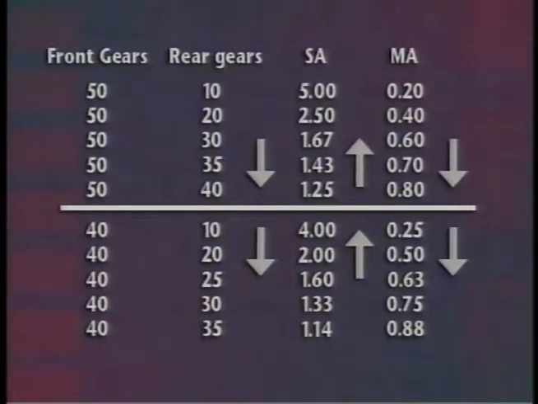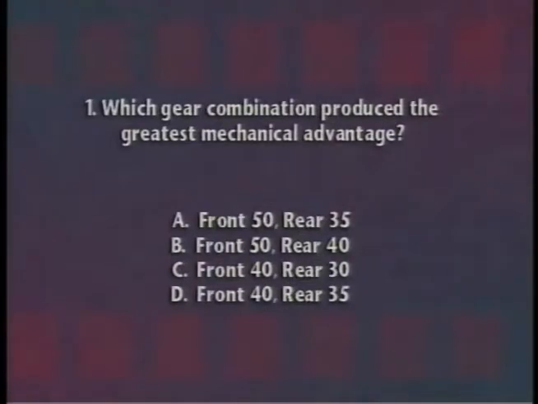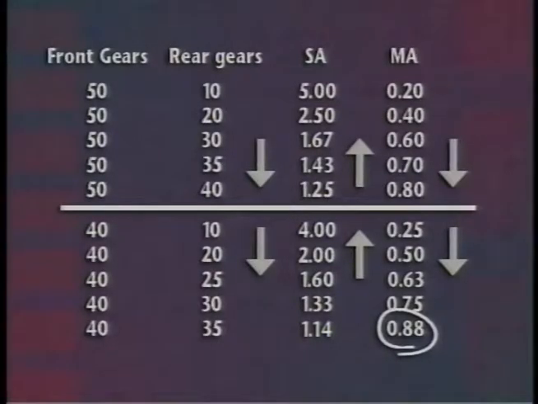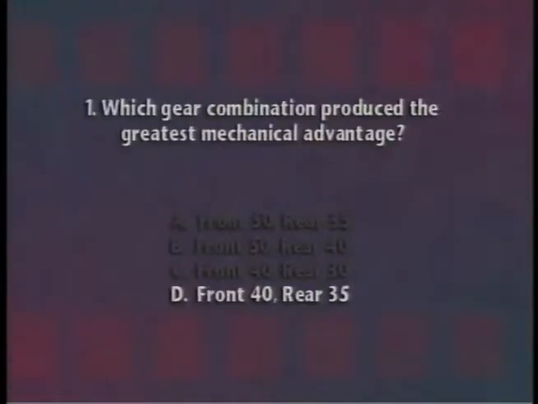Now let's try a problem. Which gear combination produced the greatest mechanical advantage? To solve this problem, we need to look at the MA column, or the one related to mechanical advantage. We need to find the highest numerical value. Scanning the column, that seems to be 0.88. This corresponds to front gears of 40 and rear gears of 35. And I'm reading direct information off the table to come to answer D.